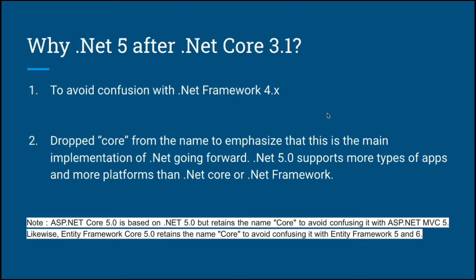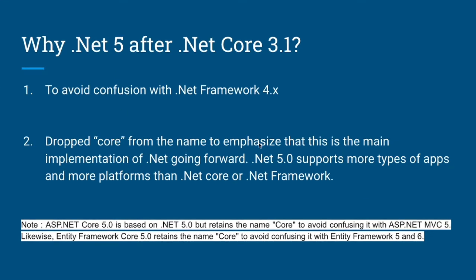So the other question is, why did .NET 5 come directly after .NET Core 3.1? Why did they name it .NET 5? The first reason is to avoid confusion with .NET Framework 4.x, because the traditional .NET Framework already has 4.x versions. So to avoid confusion with the .NET Framework version, they named it .NET 5, and they dropped the word Core. If you notice, there is no Core word here, it's directly .NET 5, to emphasize that this is the main implementation of .NET going forward.